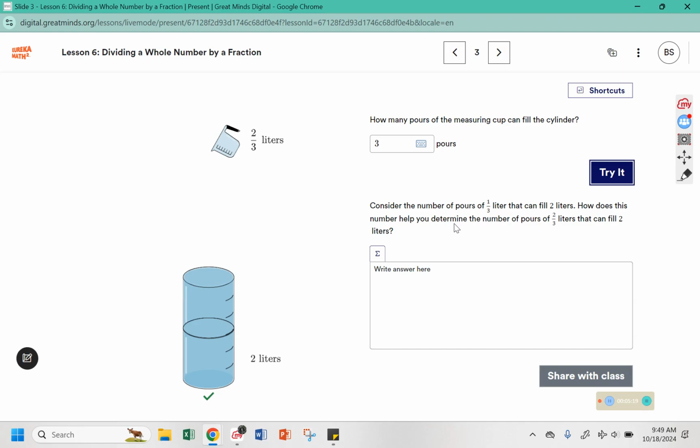How does this number help you determine the number of pours of 2/3 liters that can fill 2 liters? So if 1/3 takes 6 pours, then 2/3 would need fewer pours. This is double, so we would need half as many.